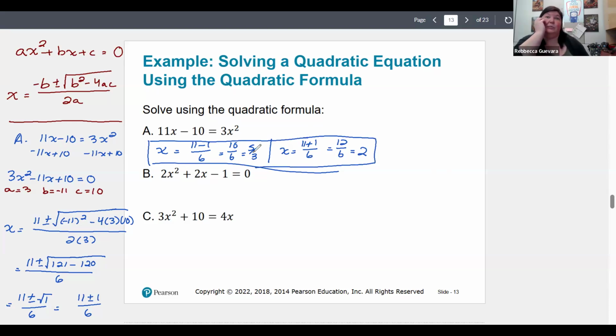These are my two solutions: x is either 5/3 or x is 2. Like I said, this is one we had already seen an answer to. Okay, so we're going to do b next.